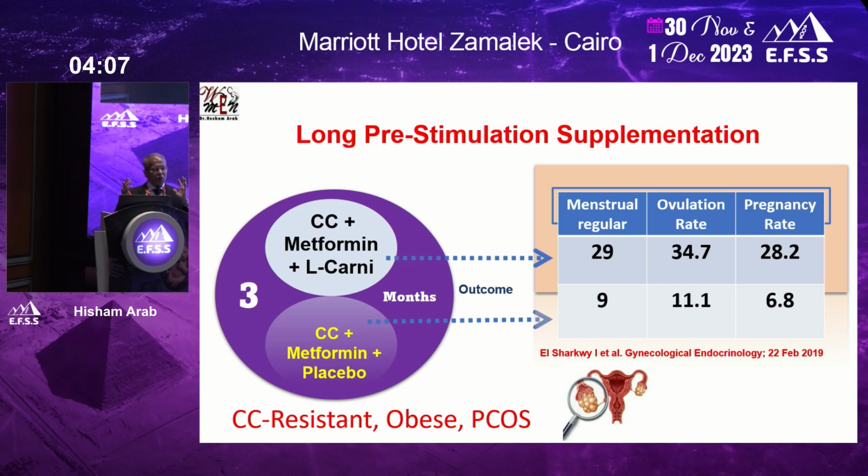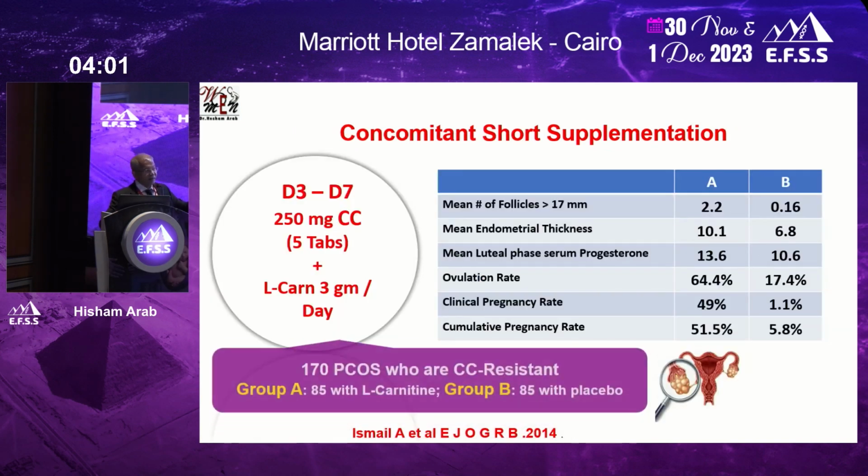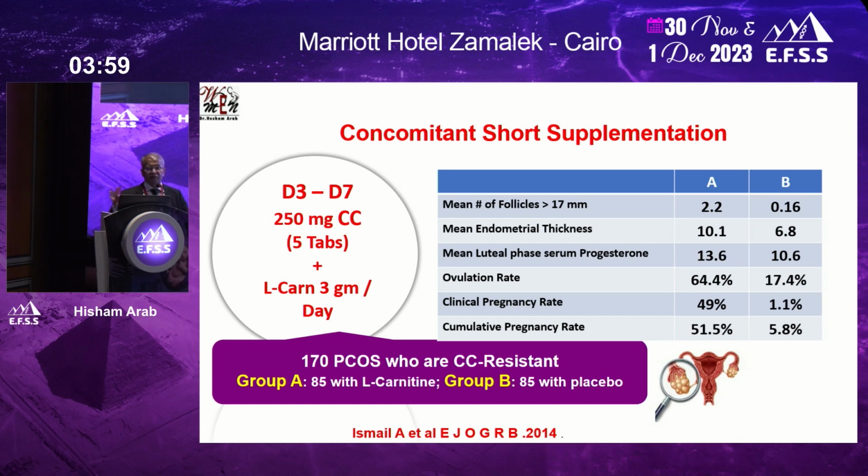I mean, the world never stops, but I was amazed to see this study coming up. They used patients never given antioxidant. It's just during the stimulation that they gave her the L-carnitine. It's concomitant short supplementation. They gave the clomid for 5 days as usual, but in this patient they also gave her L-carnitine 3 grams a day. Well, that's the usually recommended dose. However, they show the difference.